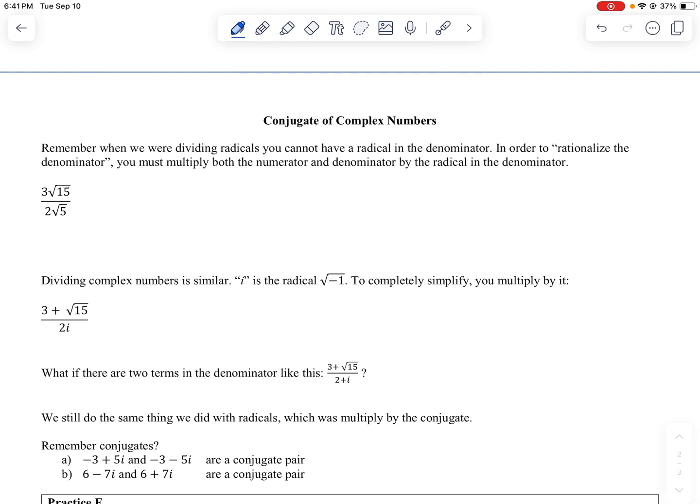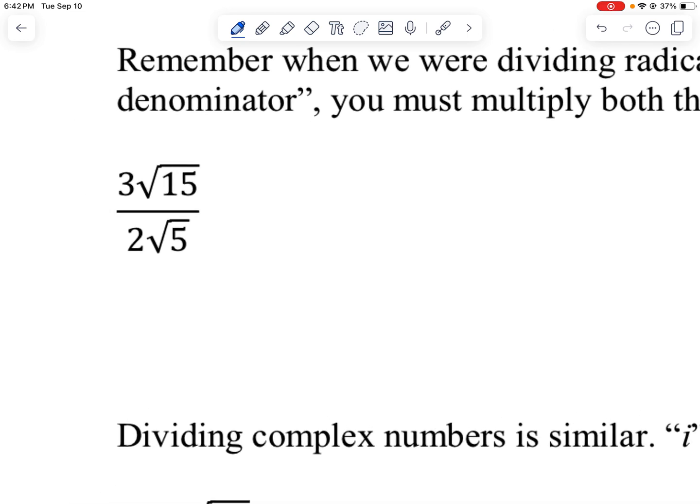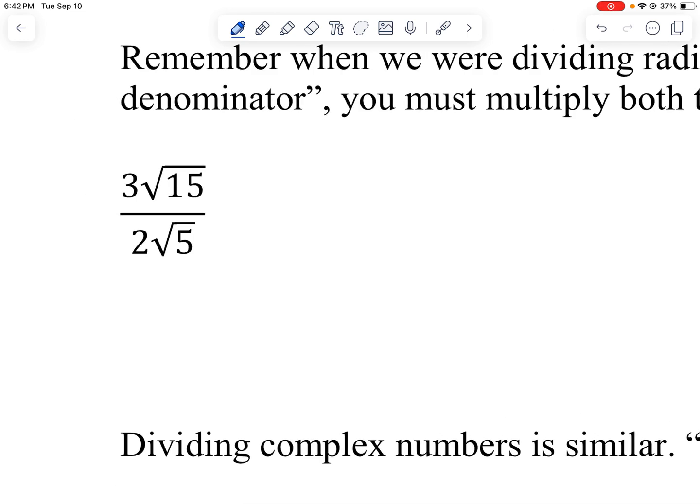So we're now moving towards dividing complex numbers. When you're dividing complex numbers, it's just like when we were dividing, quote unquote, dividing with radicals. You had to simply get rid of the radical in the denominator. In this case, we'd multiply by root 5, which will give us 10. Well, here, we'll do 2 times 5 in the denominator.